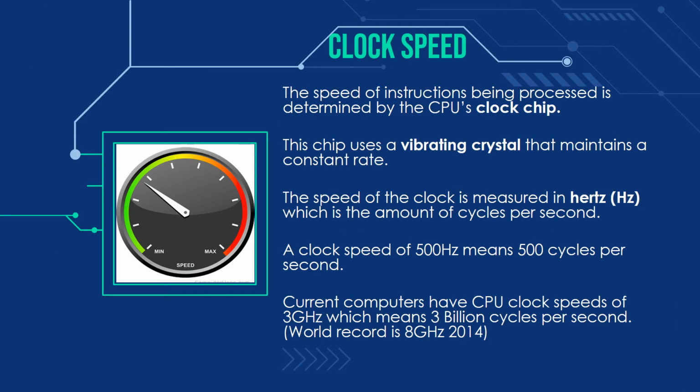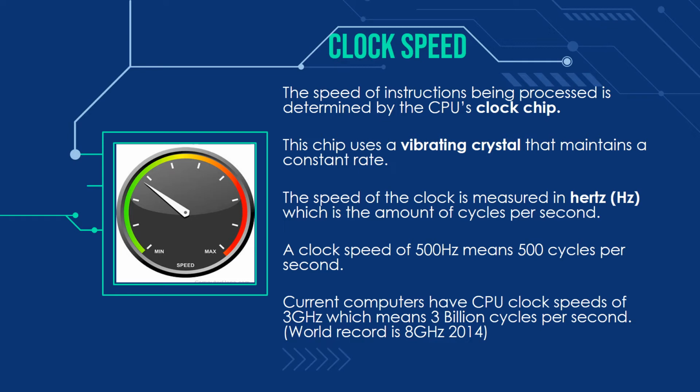First of all, clock speed. Now you can think of a clock speed like a clock ticking. Every second an instruction is carried out by the clock. This chip uses something called a vibrating crystal that maintains a constant rate. The speed of that clock is measured in hertz, which is represented by Hz. And that's actually the amount of these cycles that happen per second.